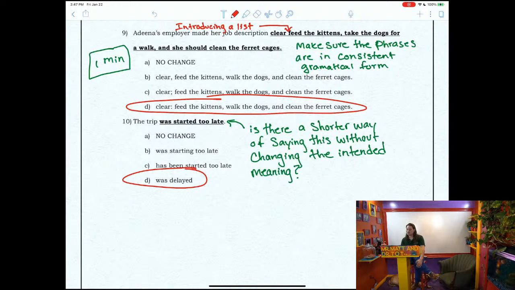Number 10, the trip was started too late. Was started too late is a really wonky way of just saying that it was delayed, right? So that's a clearer and shorter way of saying that. The answer to number 10 was D, as well as to number 9. So 9 and 10 were both D.